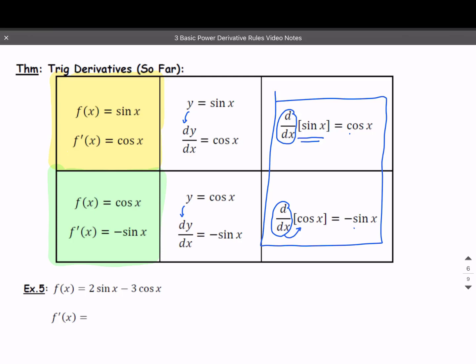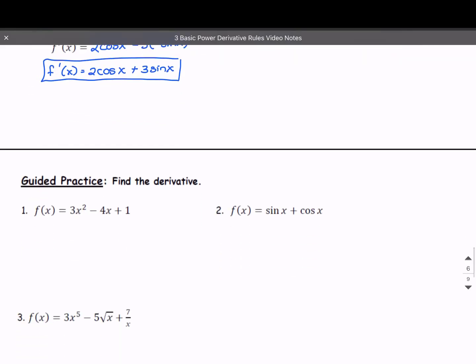Now, if you have constants in the front of them, the constants come along for the ride here. So the derivative of 2 sine x is 2 times the derivative of sine x, which is cosine x, minus 3 times the derivative of cosine x, which is negative sine x, but that needs to be simplified. F prime of x equals 2 cosine x, and a negative 3 times a negative sine x is plus 3 sine x. And here is where we would stop.